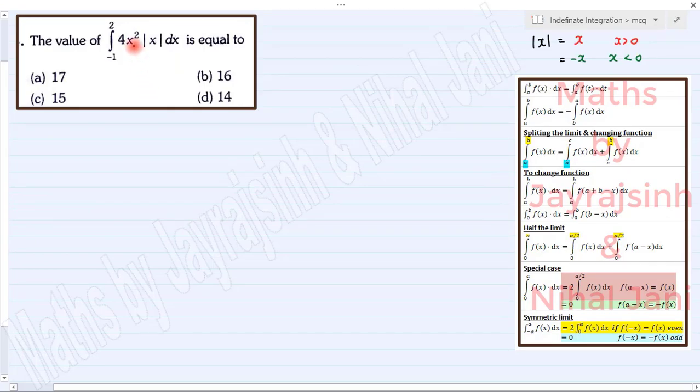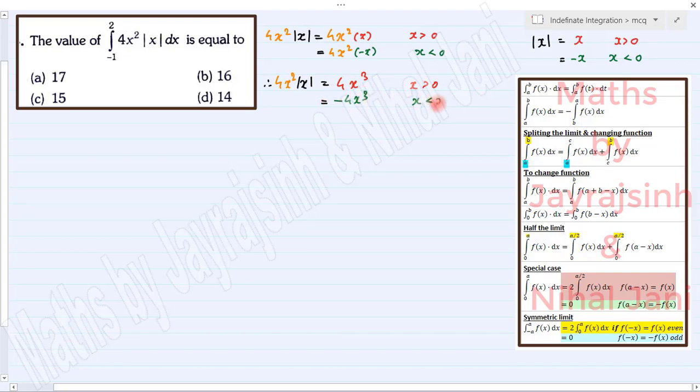Here we have to find the value of the integral of 4x square mod x from -1 to 2. Now here mod x changes at x equal to 0. So our function, which is 4x square mod x, will be 4x square into x when x is greater than 0, and it will be 4x square into minus x when x is less than 0. So 4x square mod x will be 4x cube for x greater than 0, and it will be minus 4x cube for x less than 0.